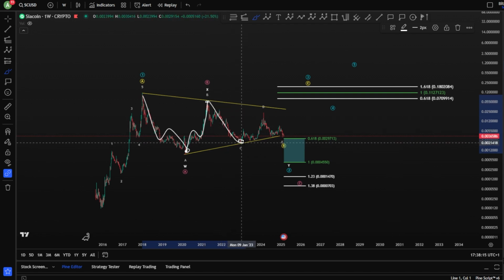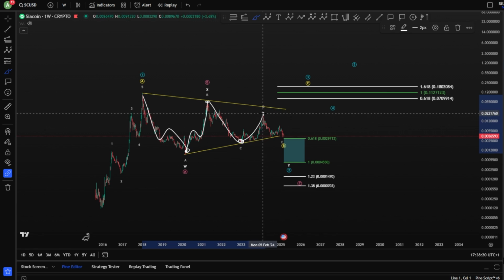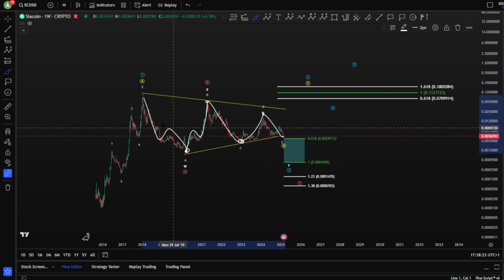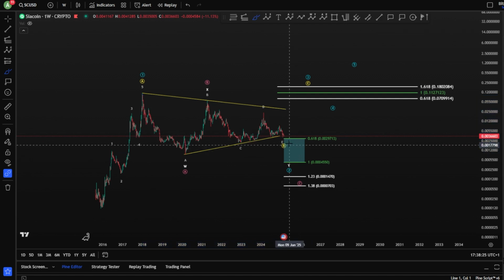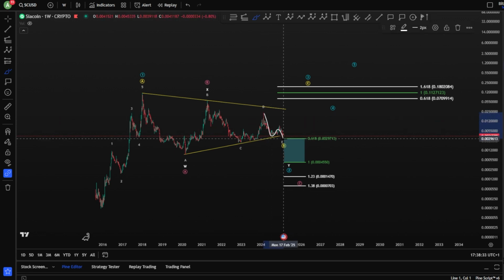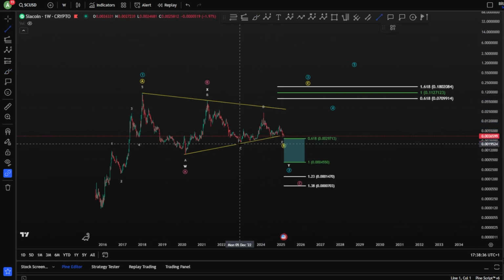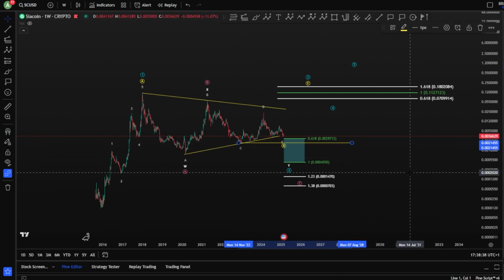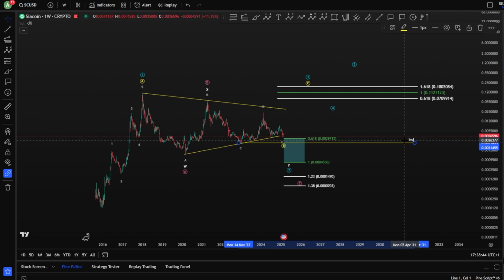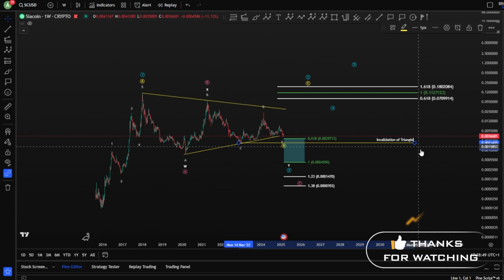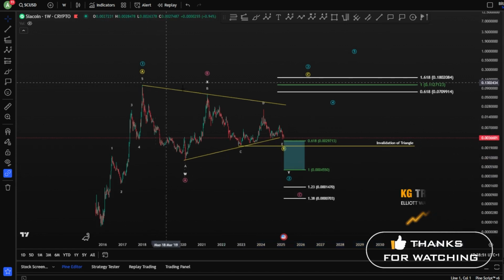Then continuation again for a wave C, but it didn't take the low, giving us the potential of a triangle, D and E, right? In this scenario, we have a triangle A, B, C, D, E, and very close to finishing this wave E. With one more leg toward the downside, we would like to see a finished zigzag. However, you would not like to see this price level taken, because this is your invalidation of the triangle, meaning invalidation of this bearish scenario.